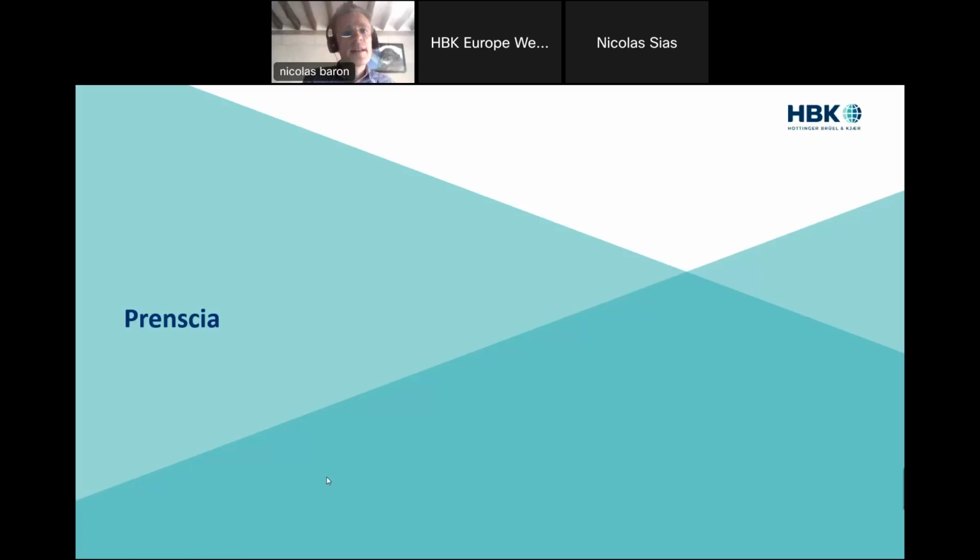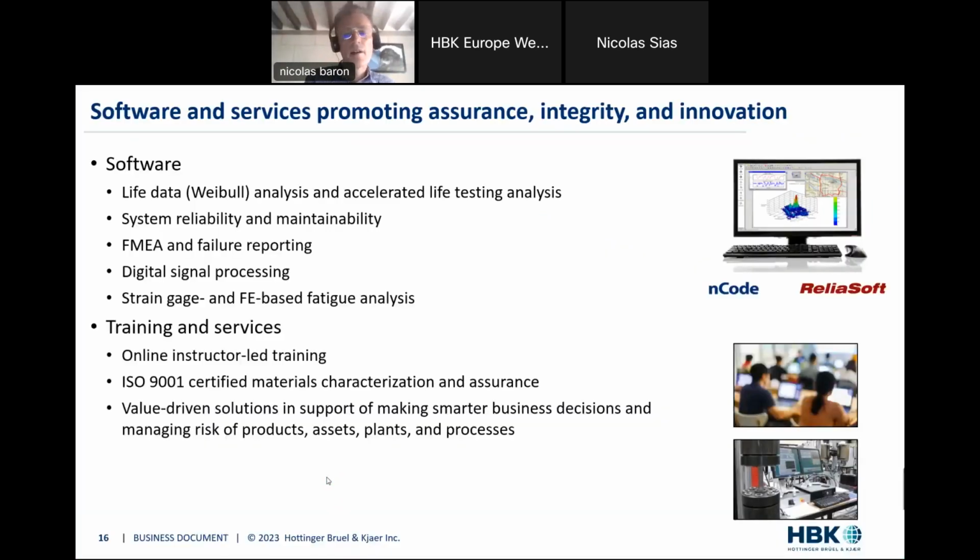Before we enter our main topics, let me take the opportunity to introduce our company, HBK Prentia. Prentia is the software arm of HBK, Brüel and Kjær. Within Prentia, we've got two main brands, as you see on the right side here: ENCODE and RelySoft. These are the two software brands that are part of the Prentia family. They address different needs. We'll talk about that in a second.